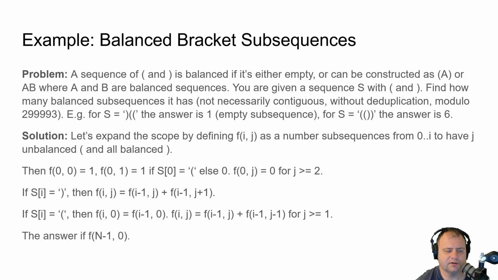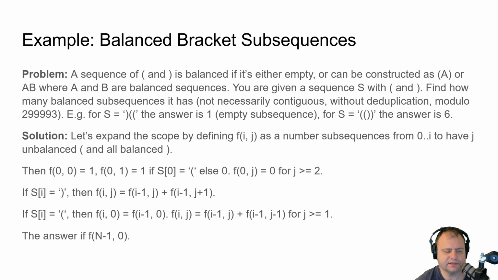F00 is 1. We basically have to not take the first, 0th character. And F01 is 1 if S0 equals open, else 0. And it's 0 for j more than or equal to 2. So if Si is a closed parenthesis, then if we take it, we need to have parenthesis balance j plus 1. So Fij is Fi minus 1 j plus 1, or we don't take it, then we just reduce the problem to the same balance, but a smaller size, so Fi minus 1 j.